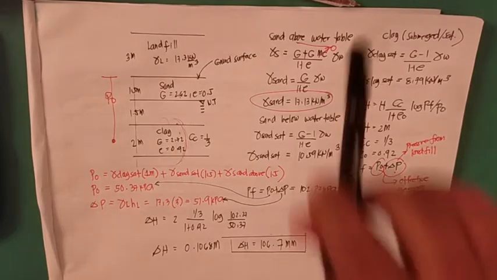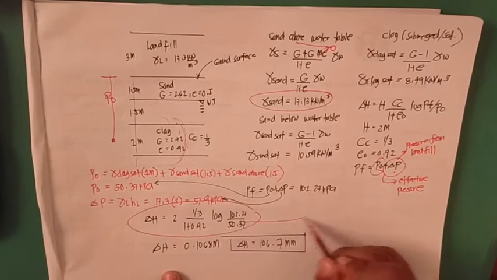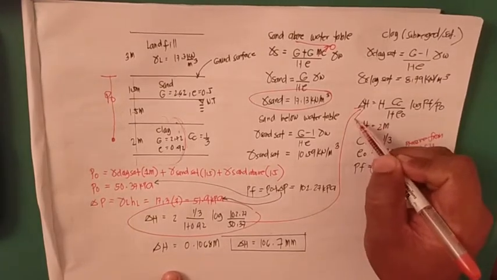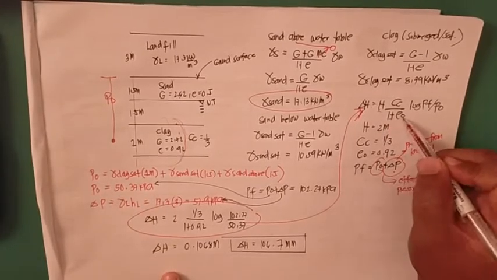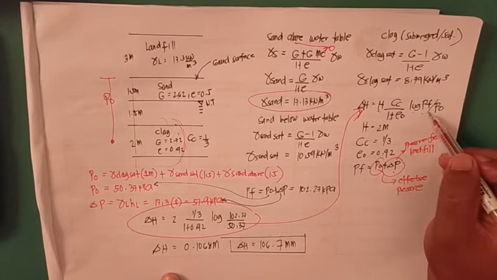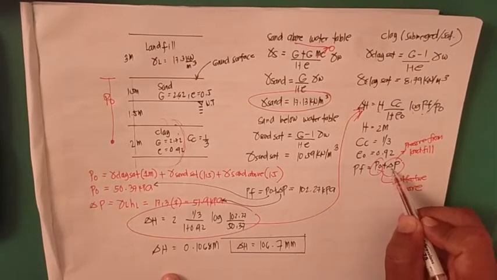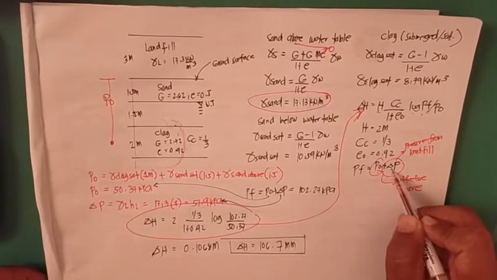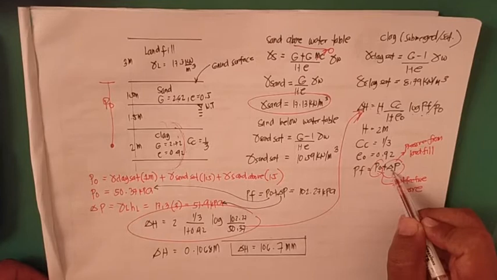Again, this one is using this one only. Okay, delta H is H Cc over 1 plus eo, logarithmic of the ratio of Pf over Po. Okay, Pf is taken by Po plus change of P. Okay, so can we proceed to another problem?